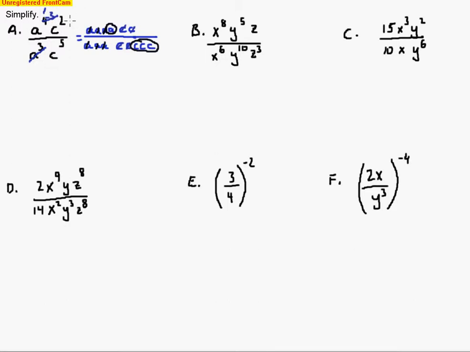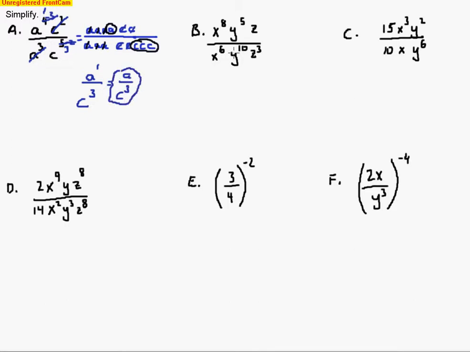So I can take away 2 c's from the top, which is what I did, and I take away those same 2 c's on the bottom, and I'm left just with 3 c's on the bottom of the fraction. So our answer would be a to the first power over c to the third power, or just a over c to the third power.